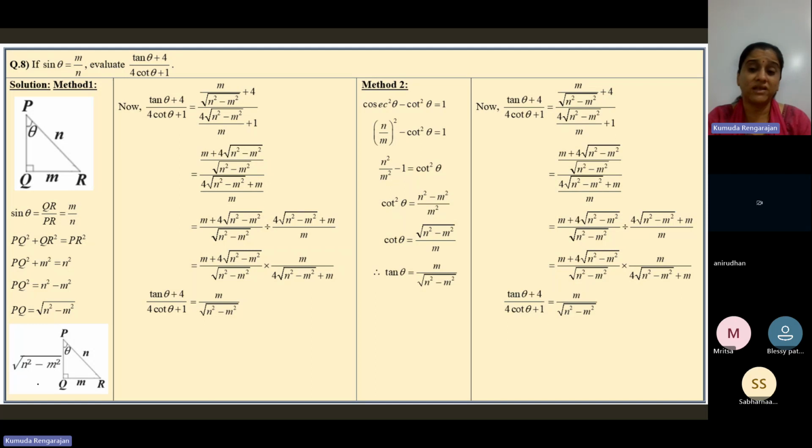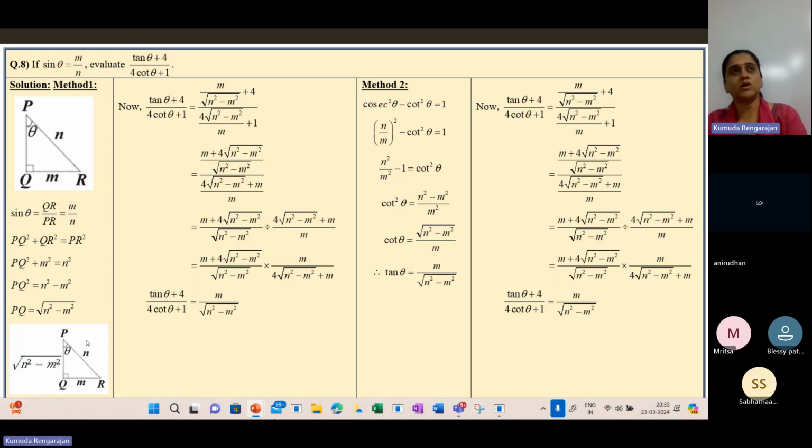Similar, but it's lengthy because when the denominator is irrational, you'll have to rationalize it. It's lengthy for that reason.